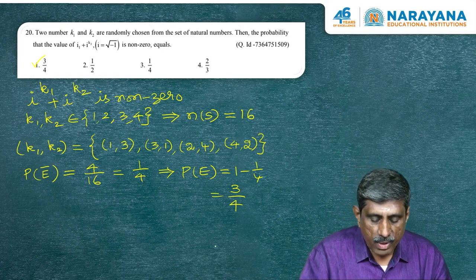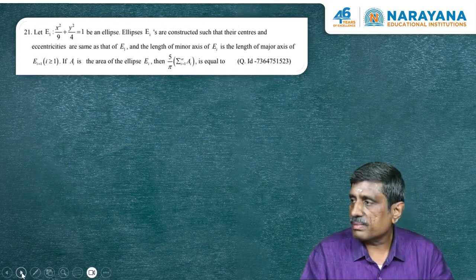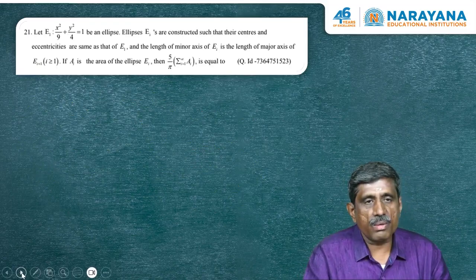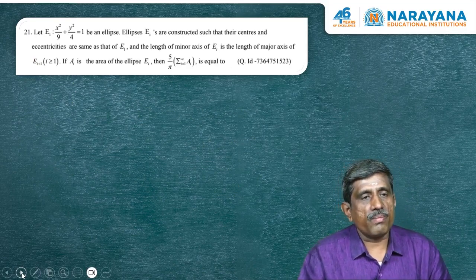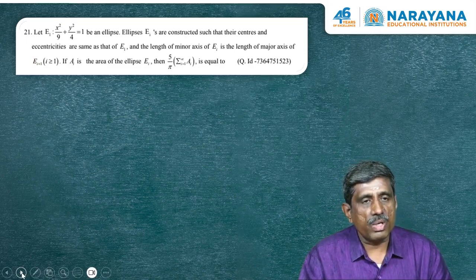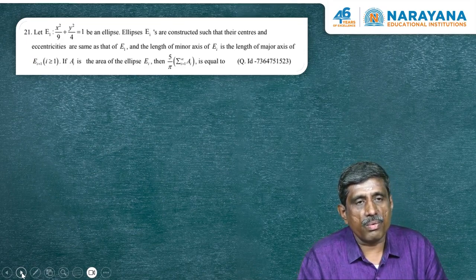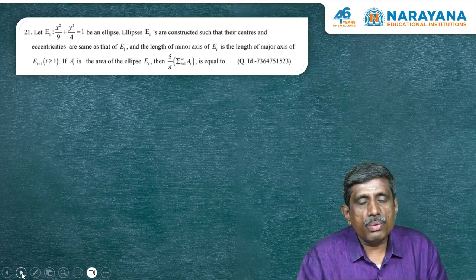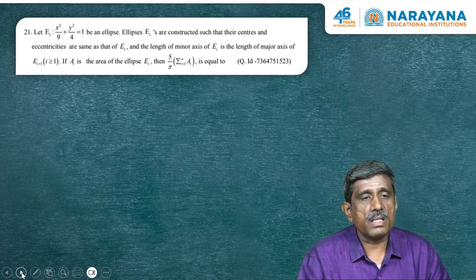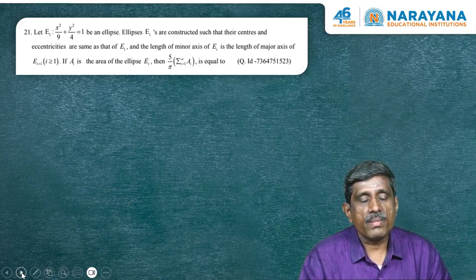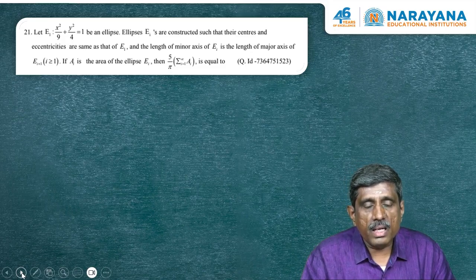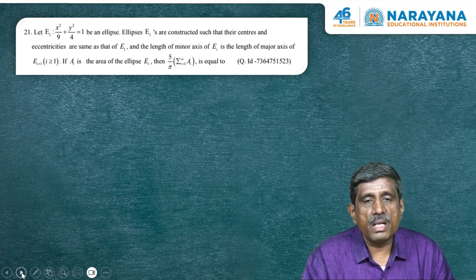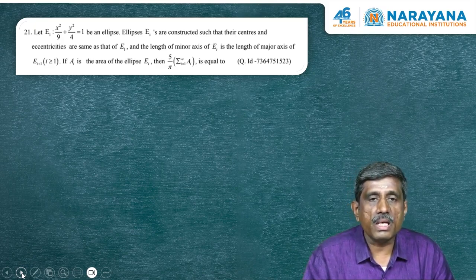Now, we are moving on to the integer questions. Let us see the integer questions one by one. The first question is ellipse. E1 is the ellipse, x square by 9 plus y square by 4 is equal to 1. E2 is constructed such that the centers and eccentricities are same as that of E1, and the length of the minor axis of E1 is the length of the major axis of E2 plus 1.